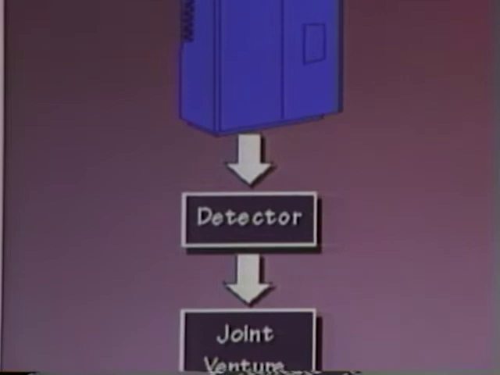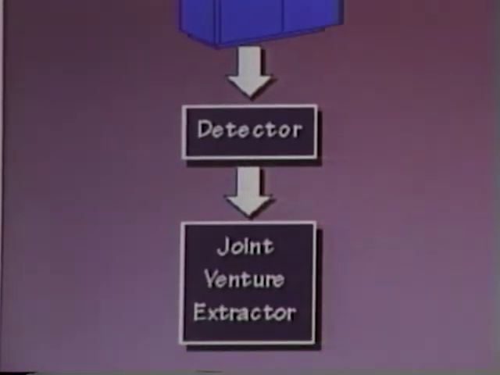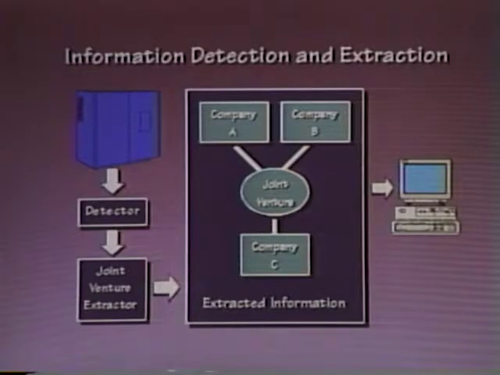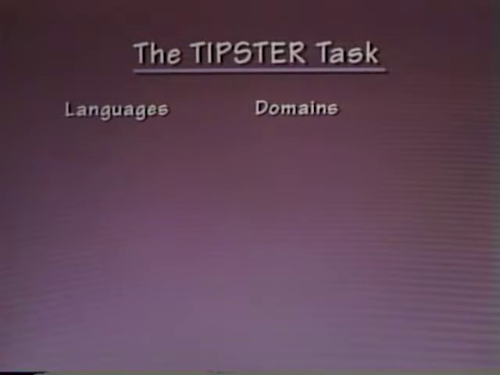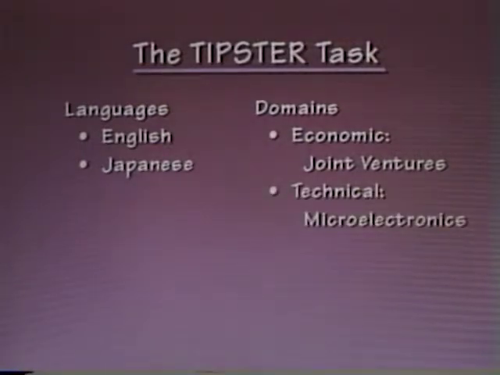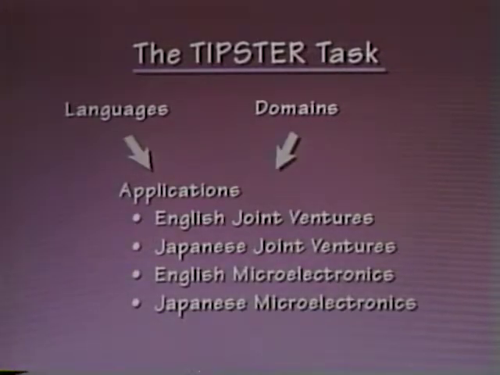Data extraction systems like BBN's PLUM software can take this focused set of messages and find the companies and other objects of interest and relationships between them, producing output which can be used in reports, analyses, or databases. Under the TIPSTER program, 4 contractors, including BBN, designed data extraction systems for 2 languages, English and Japanese, and 2 domains, finding joint ventures in financial texts and finding information about microelectronic chip fabrication technology. These 4 applications were demonstrated and evaluated in a 2-year period.